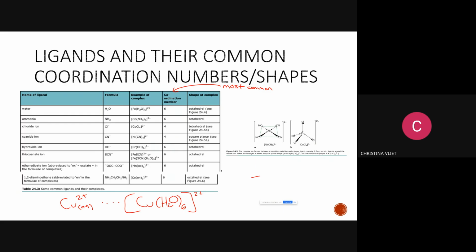And ammonia also usually coordinates with a coordination number of 6. The shape of any complex that has 6 is octahedral. Do you remember that from AS Chem?